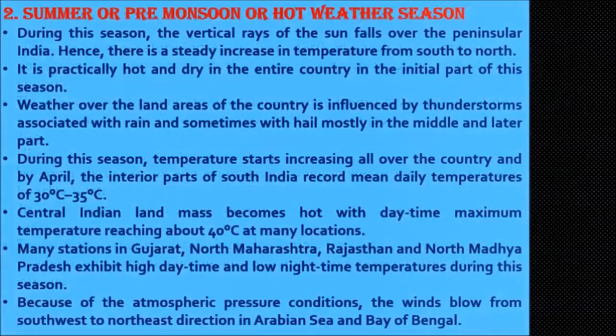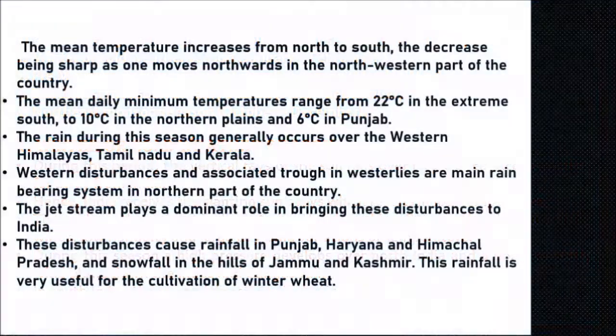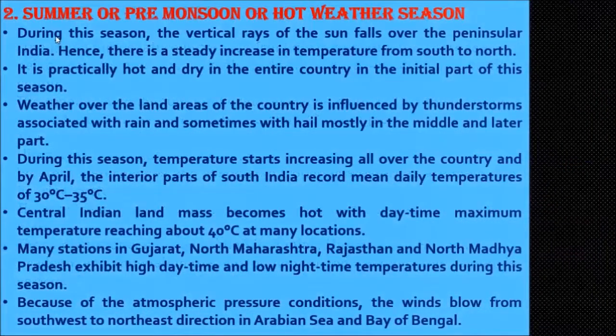Yes, and here the second one is, first one we spoke about the winter season, right? Second one is summer season. Summer or pre-monsoon or hot weather season. The summer season is also called the pre-monsoon season or hot weather season. During this season, the vertical rays of the sun fall over peninsular India, hence there is a steady increase in temperature from south to north. It is practically hot and dry in the entire country in the initial part of this season.